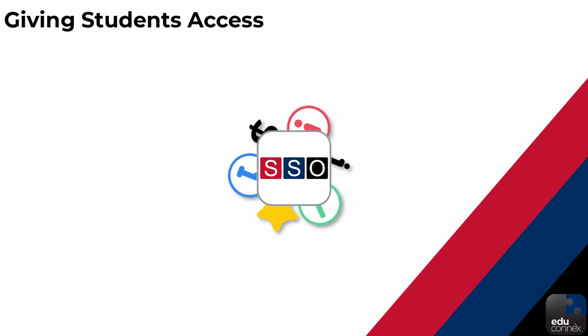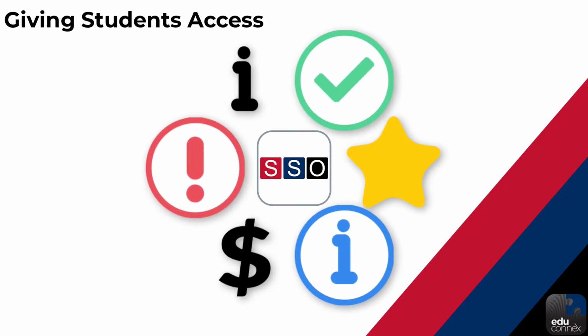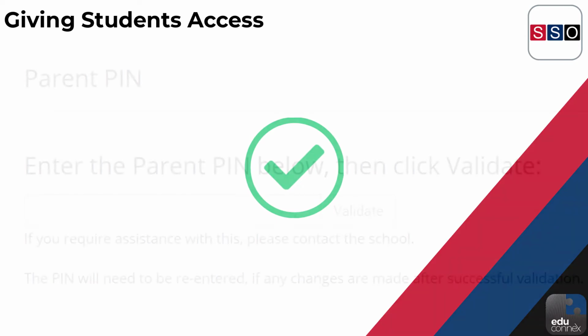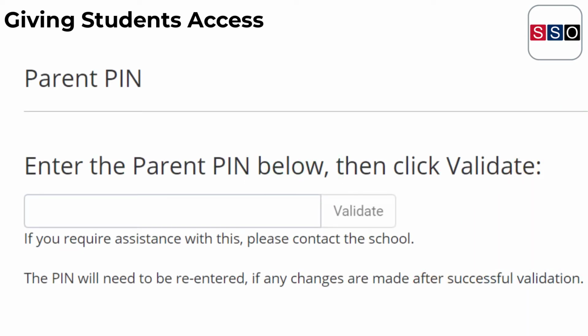By hovering over any icons, students can see any additional information related to each selection. Once the student has made all of the required choices, schools can ask for a parent PIN to be entered to sign off on their child's selections.